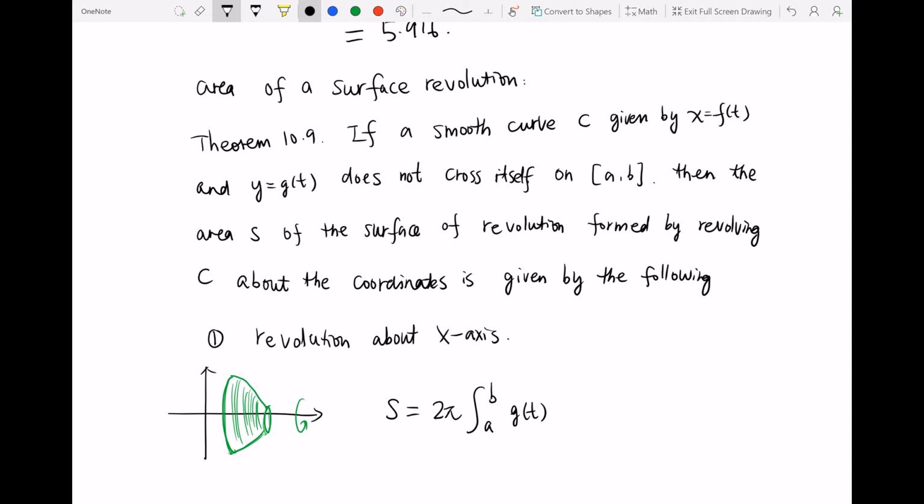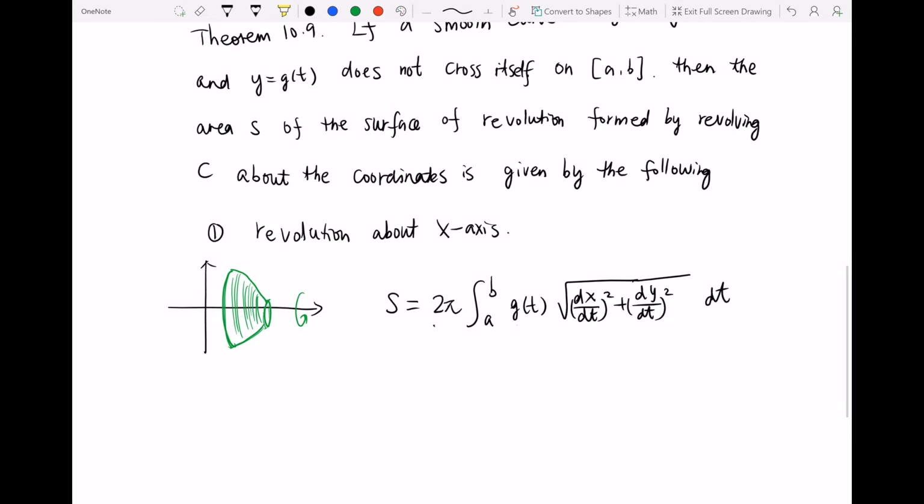Y is g(t), x is f(t), so the surface area is 2 pi r times the square root of (dx/dt) squared plus (dy/dt) squared, dt. Why is it like that? Basically 2 pi r is the circumference of one of the circles. If you look at one of them, you take a small one out.